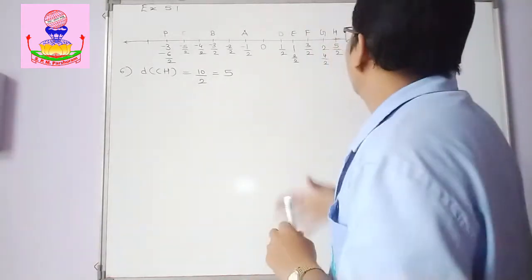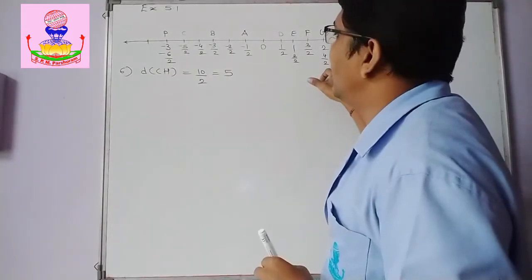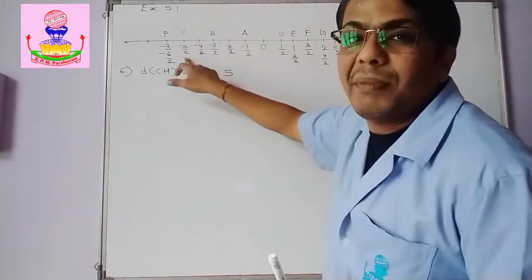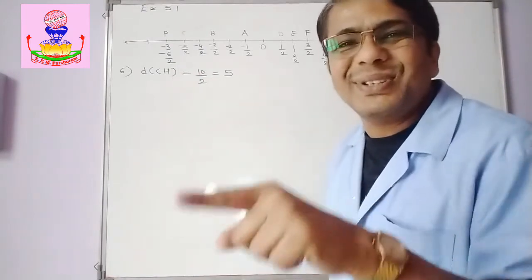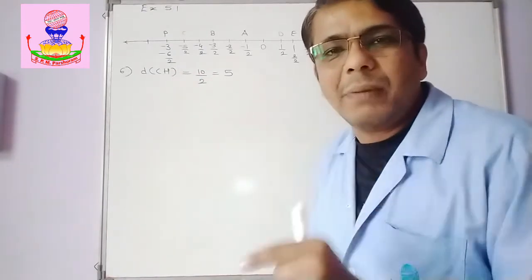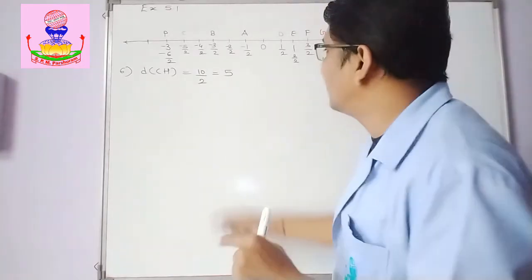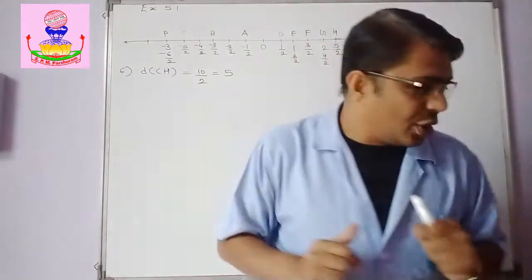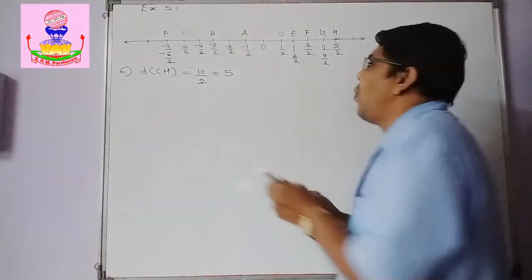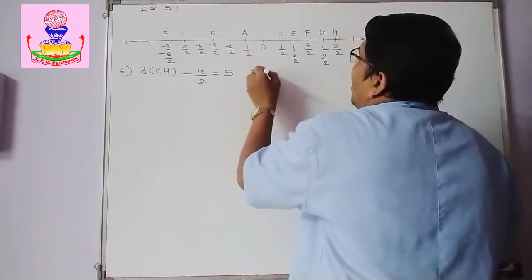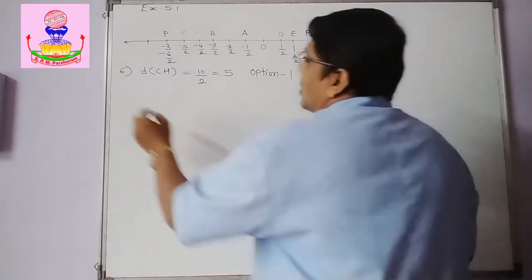Otherwise, you can use this method. Greater coordinate 5 upon 2 minus of minus 5 upon 2. So minus into minus plus. So 5 upon 2 plus 5 upon 2. That is 10 upon 2. And 10 upon 2 is 5. So option number 1.